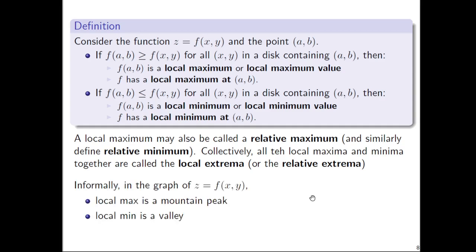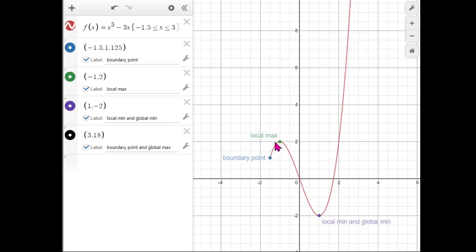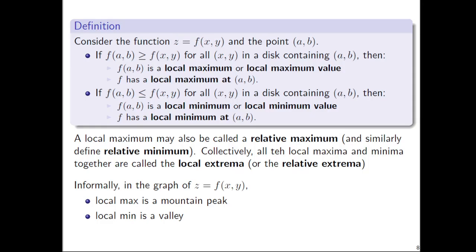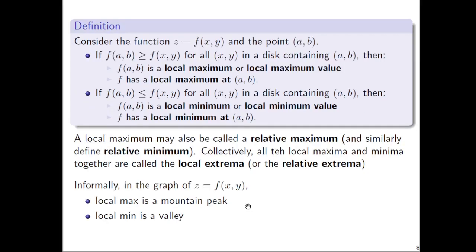So informally, just like what we were doing earlier, in fact, I might still have it up here. Informally, just like here, local max is a peak and a local min is a valley. That same thing happens, right? For a function with two input variables. So there's something also, yeah, let's see. Yep, local max is like a mountain peak and the local min is like a valley.